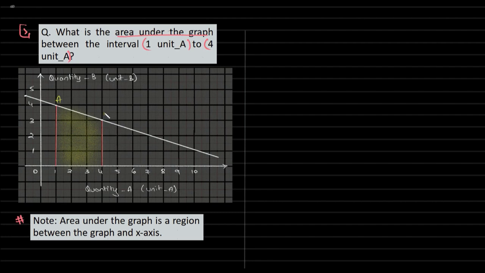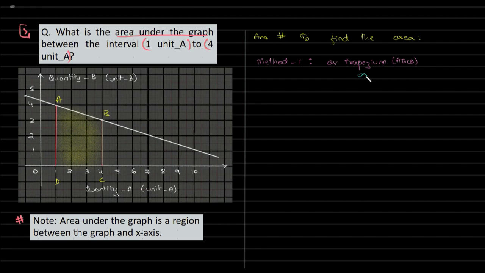So if I name it ABCD, that is your region wherein it is said to be the area under the graph, right? We can find this in two ways. For this particular question, to find the area, we have two ways. First method is, method 1 is to find the area of trapezium ABCD.